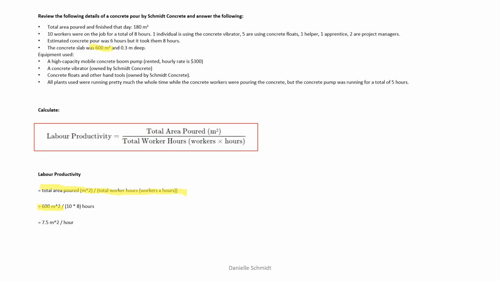And then worker hours, so we have how many workers? Well, we know that we have 10 workers, so we're going to pop that in. And how many hours? 8 hours. Done. Now again, if the pour took a different amount to the number of hours on site, that would need to be something that you flag, because obviously we've got 8 hours here as well, so it's quite simple, but you do need to be aware of that. And then we have a total of 7.5 meters squared per hour. So it's not too difficult. The hardest thing is really making sure that you are picking the right equation and making sure that your units are correct. And obviously have a calculator on hand for the exam.